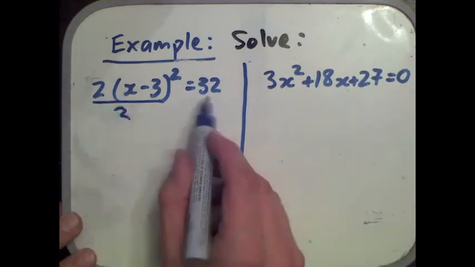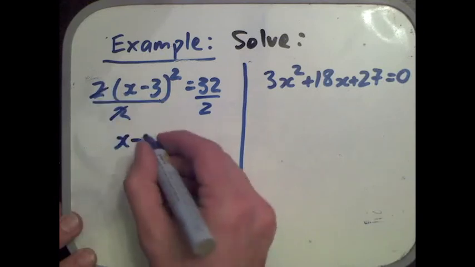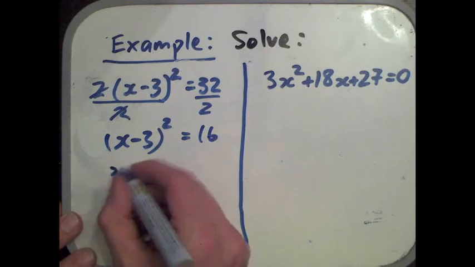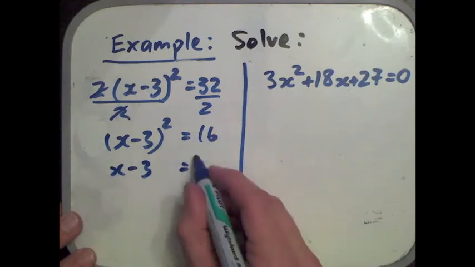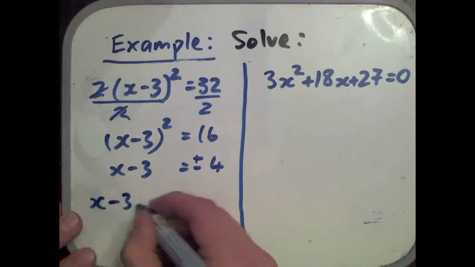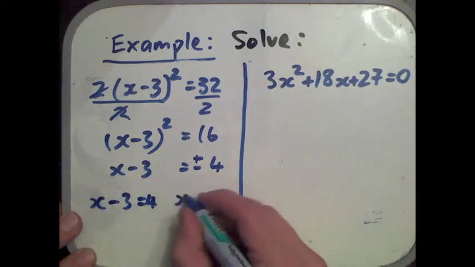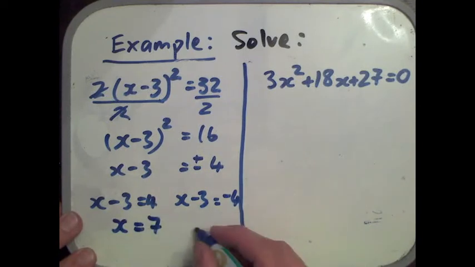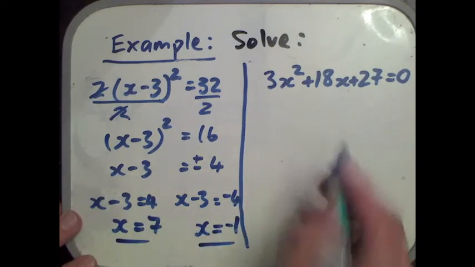If we divide both sides by 2, we're going to get x take 3 in bracket squared equals 16. Now we can square root both sides to get x take 3 equals plus and minus 4. That's very important, remember the plus and minus. And then we solve x take 3 is equal to positive 4, or x take 3 is equal to negative 4. And then we solve x is equal to 7, or x is equal to negative 1.